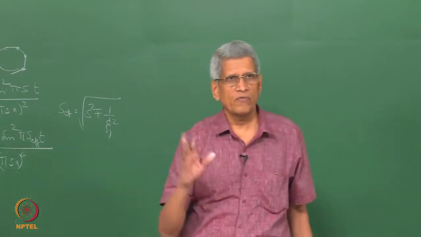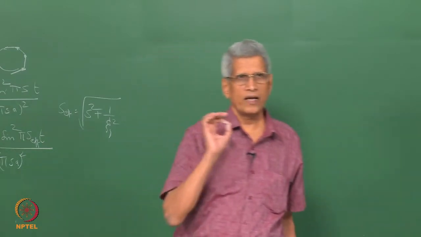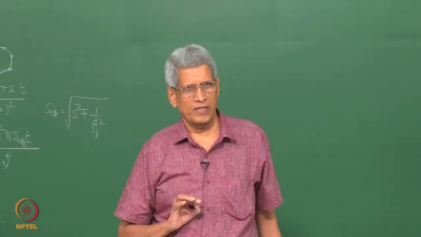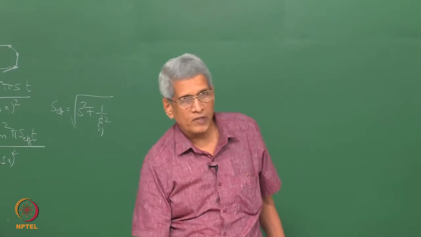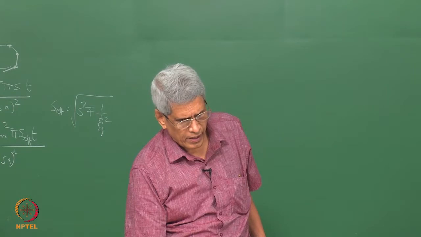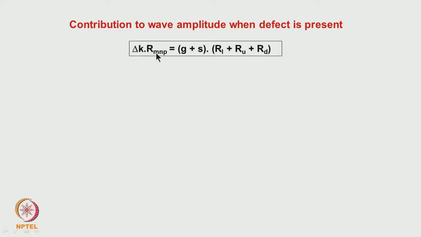Now so far we have considered the case of a perfect crystal, because we assumed that there is no defect present. When a defect is present in the sample, then in the term delta k dot R_mnp, the G plus S will come with R_L corresponding to the lattice, then R_U corresponding to each of the unit cells, plus R_D corresponding to the defect which is present at some location.